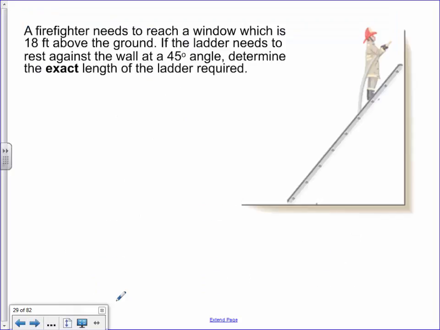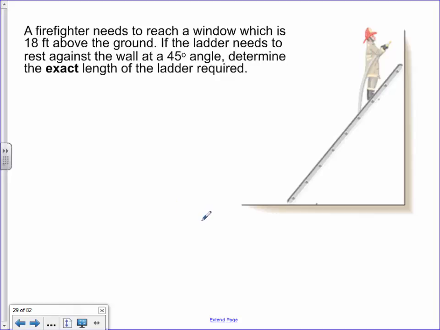So let's try another example. I think maybe that's the best way to try this, is let's do it again. So here is a fireman trying to reach a window, and he wants to know the exact length of the ladder he needs to do this. Okay, obviously, a fireman doesn't need to know exactly how long it is, but bear with me. It says the window is 18 feet above the ground.